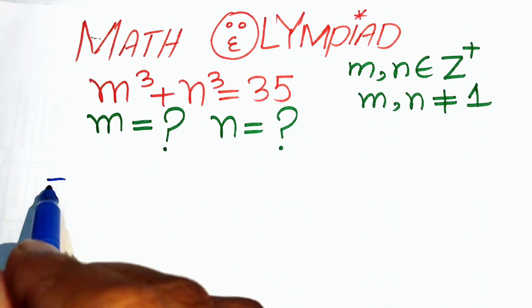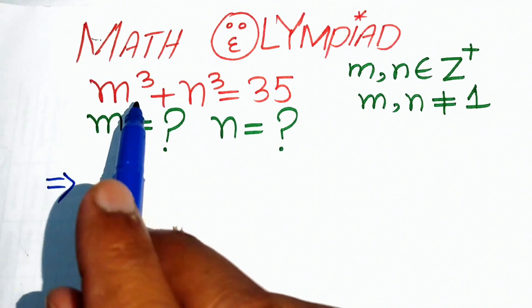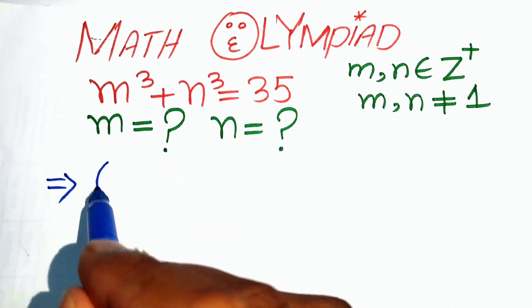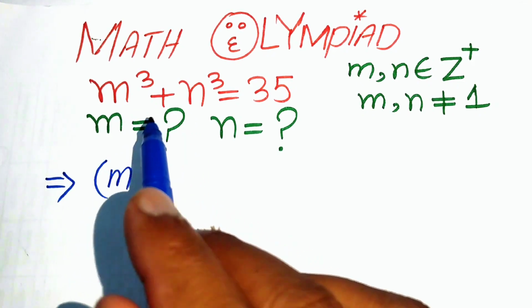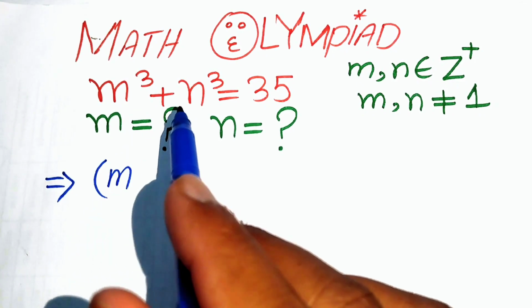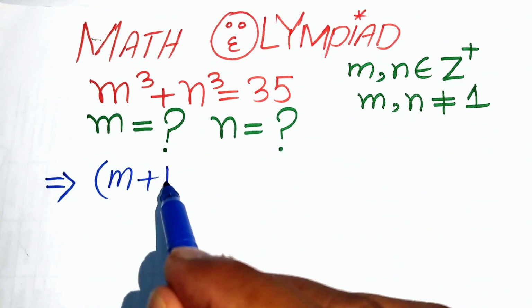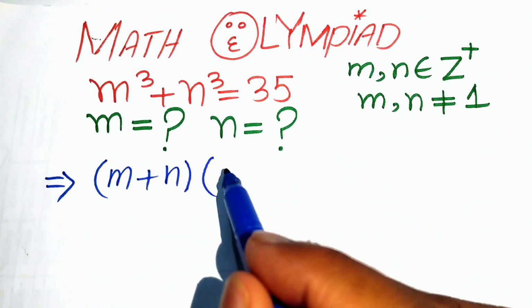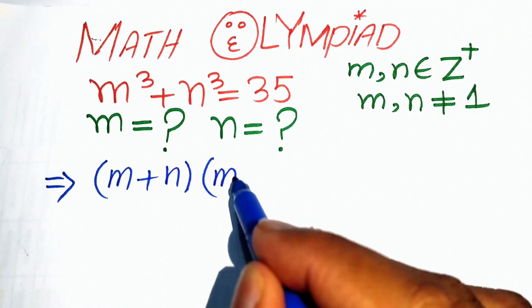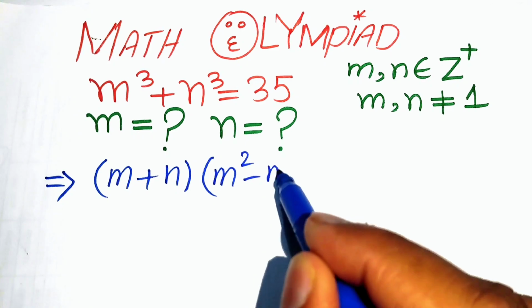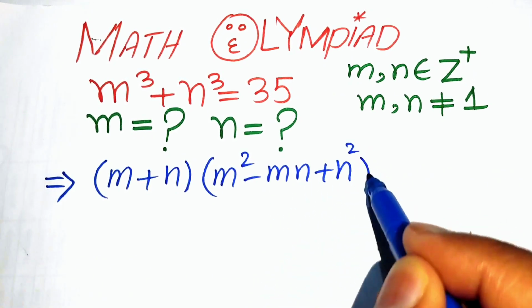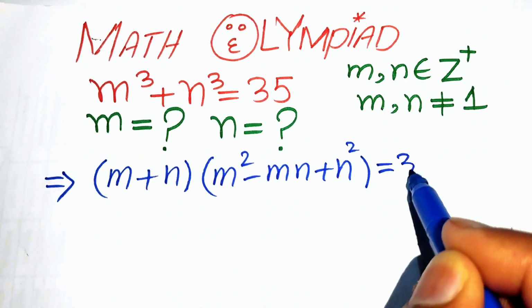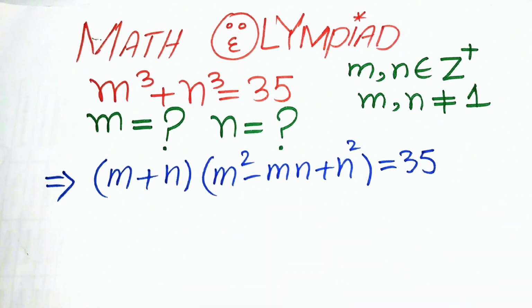Here we use the nice cubic formula. We know the cubic formula, a cubed plus b cubed, or m cubed plus n cubed, equals m plus n times m squared minus m times n plus n squared, and this whole expression equals 35.